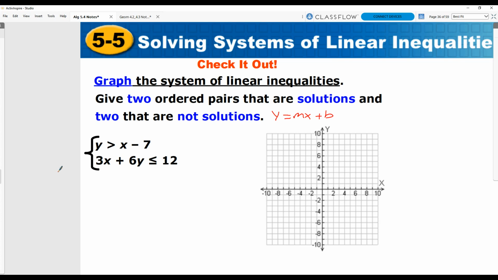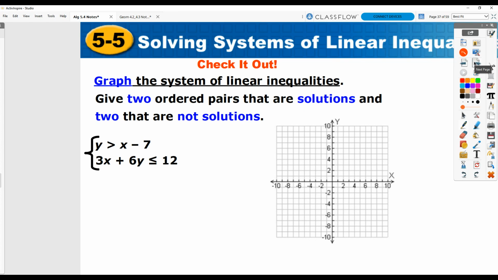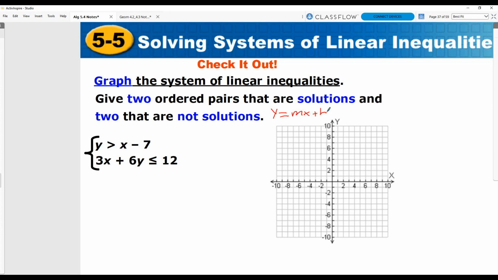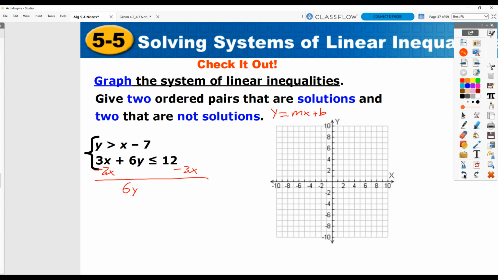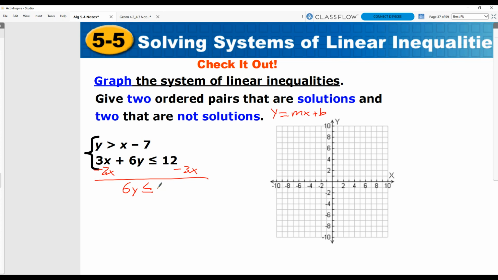All right, let's take a look and see what you guys ended up with for some answers for this. All right, so if we're going to go ahead and graph this thing, we need them both to be in y equals mx plus b. Okay, so we'll go through this rather quickly. So I need to get this one into slope-intercept form. All right, so I'm going to move 3x to the other side by going minus 3x. Okay, when I do that, I get 6y is less than or equal to negative 3x first and then plus 12. All right, so it looks like that.